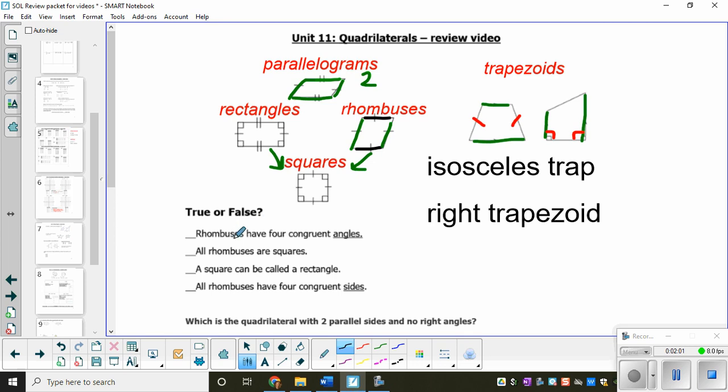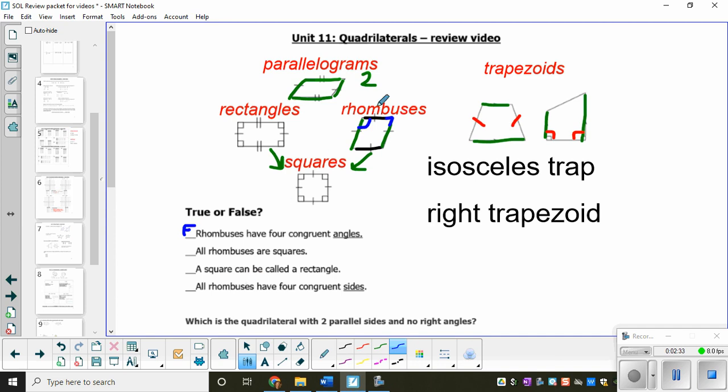So let's take a look at this first one here. It says that rhombuses have four congruent angles. Now, this has actually nothing to do with being a type of another shape, so we can just answer this one on its own. Let's look here. Do we see that rhombuses have four congruent angles? Well, no. Because if you look, this one is bigger than 90 degrees. This one is an obtuse angle, but then this one right here would be an acute angle. So this angle and this angle are not the same as each other, so they're not congruent. So this is a false statement.